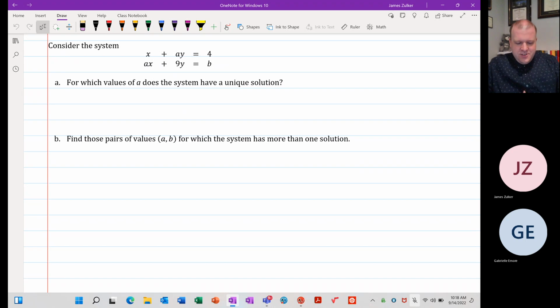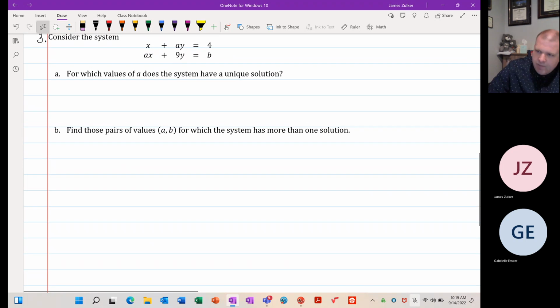And so consider this system of two equations in two unknowns, right? We want to first determine the values of a for which the system has a unique solution. What I'm actually going to do is now delete some of these extra spaces.